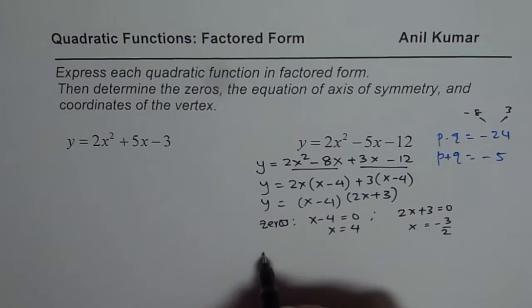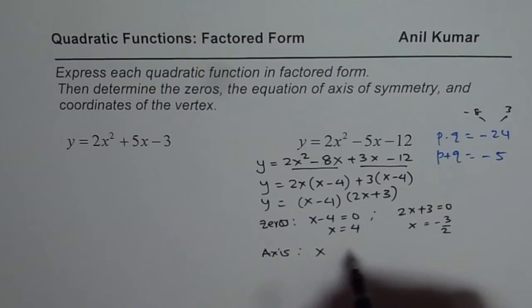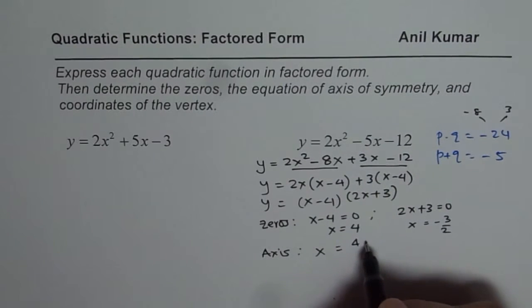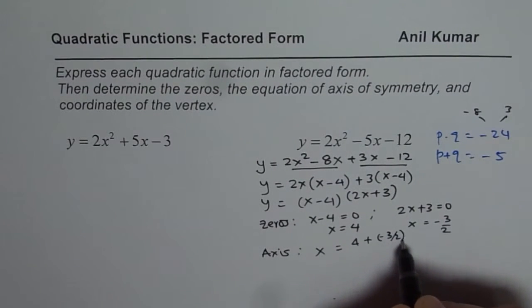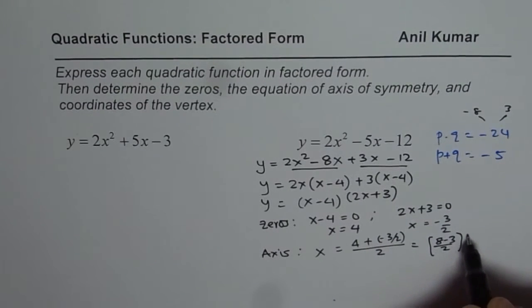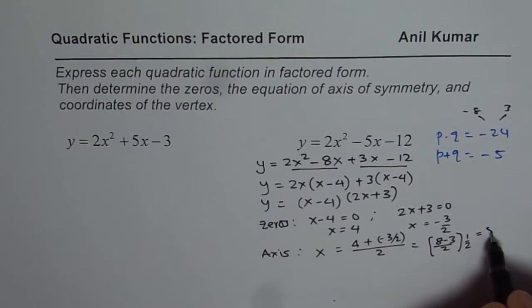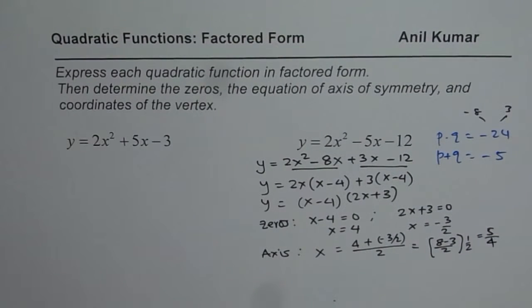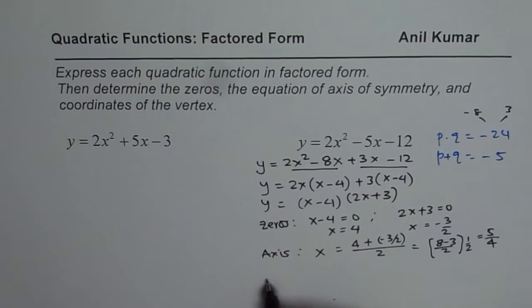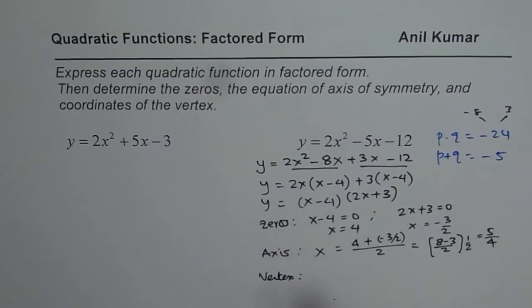To get the axis of symmetry, what should you do? The axis is midway between the zeros, so we'll add these two. So you say 4 plus minus 3 over 2, half of this, right? So when you add it, 8 minus 3 over 2, and then half of that. So 8 minus 3 is 5, so we get 5 over 4 as the value for the axis. To find the vertex, we need to substitute this value in the equation, correct?